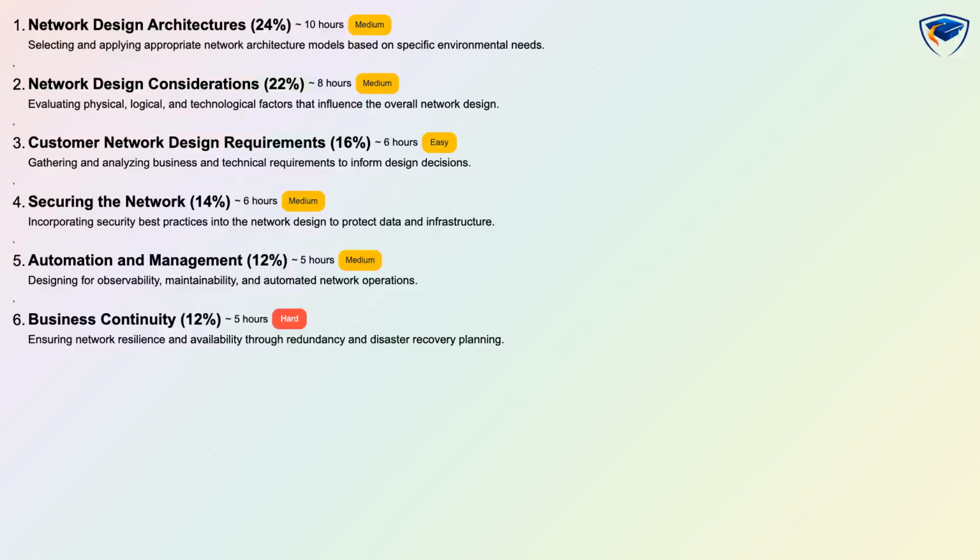Network Design Architectures carries 24%, Network Design Considerations is 22%, Customer Network Design Requirements is 16%, Securing the Network is 14%, Automation and Management is 12%, and Business Continuity is 12%. Each domain includes focused topics, difficulty levels, estimated study time, and the assessment style.